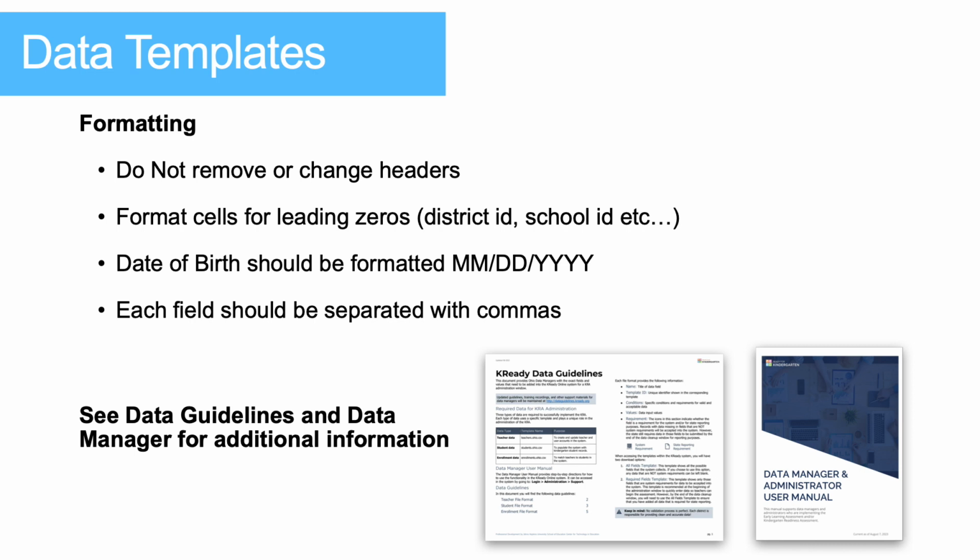It's important that you format the cells that require leading zeros. Those would be the district ID cells or the school ID. So those are the IRN numbers, and we'll walk you through how to do that when we go to the live part of the session. And then also for the date of birth, it's important to enter that using the proper format of 2 digits for the month, 2 digits for the day, and 4 digits for the year. The template that is used is a CSV file, and it just needs to be saved as a CSV file when you're uploading that information back into the KReady system.